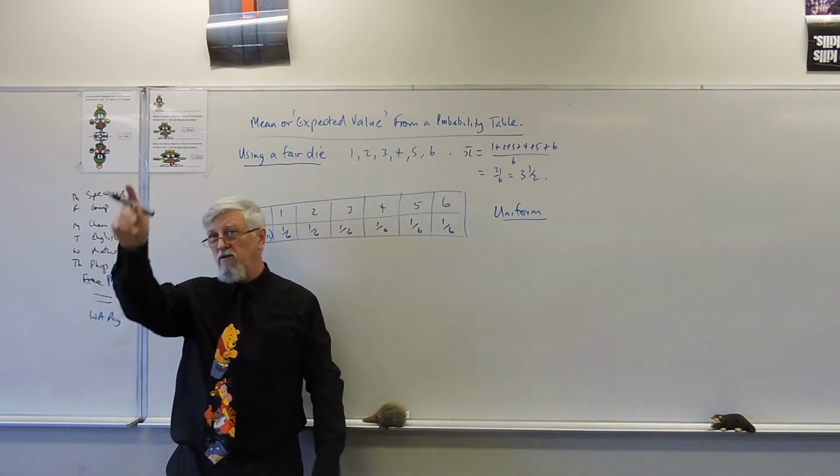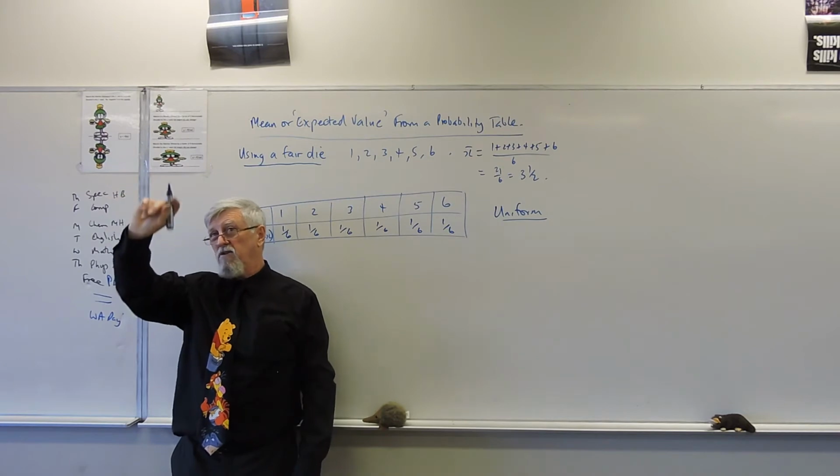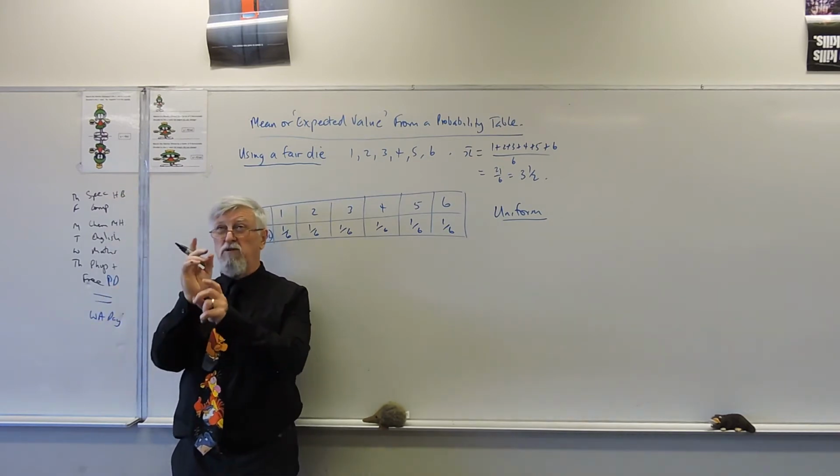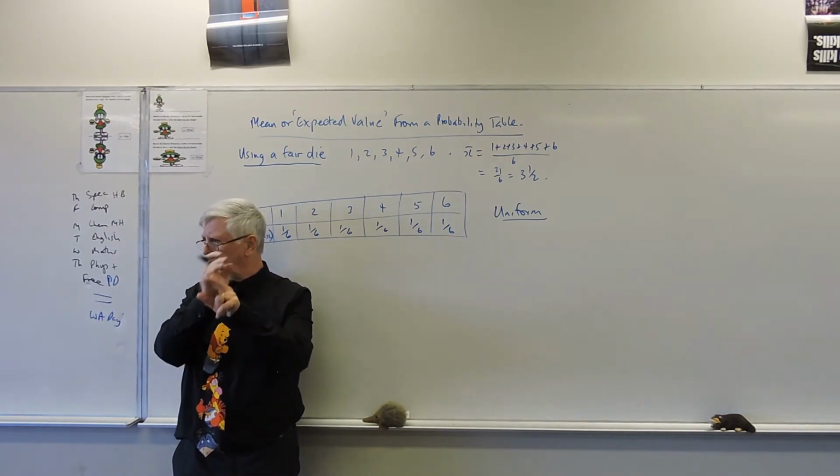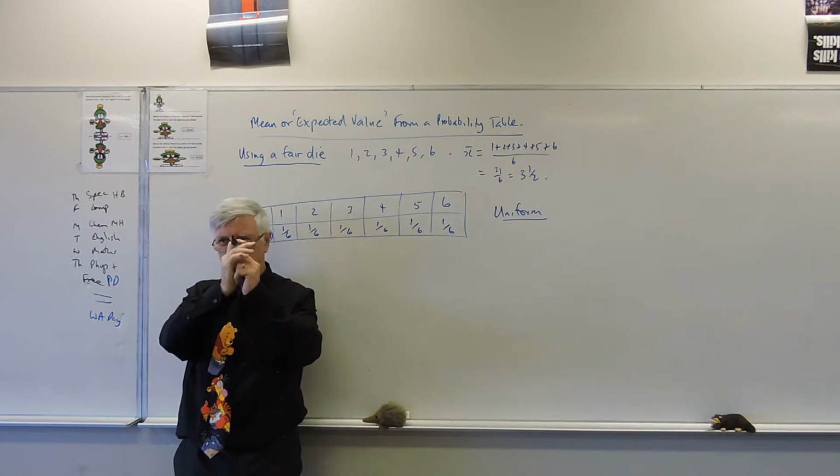You can look at the clock going around, but that's continuous. You can say the chance of it being between 12 and 1 is the same as it being between 1 and 2, which is the same as it being between 2 and 3.